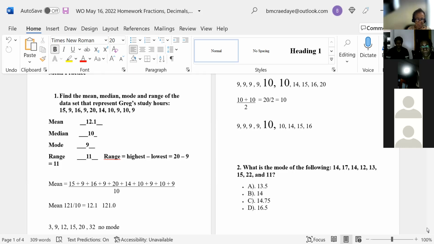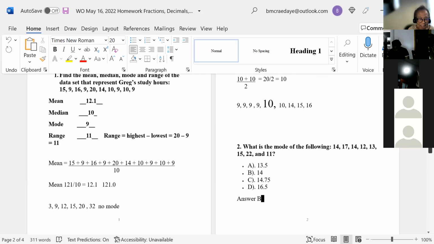Answer B. Why? Because it appears 2 times. That's right. Answer B, and everything else is 1. May I please say it the correct way? The numbers appear more than one time. Once. Yes, the 14 appears twice. All other numbers appear one time. So answer B. Everybody got that? Yes. Okay, very good.